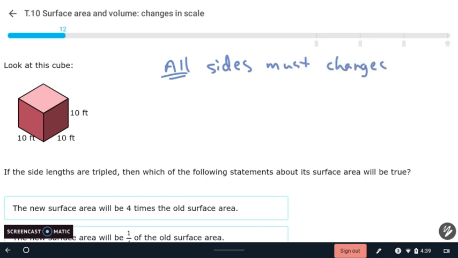And they must change by the same amount. But I'll leave that little part off and trust that you can pick that up on your own. So here, taking a look at this problem, if the side lengths are tripled, so all of the sides are being changed, specifically they're being multiplied by 3, then which of the following statements about the surface area will be true?